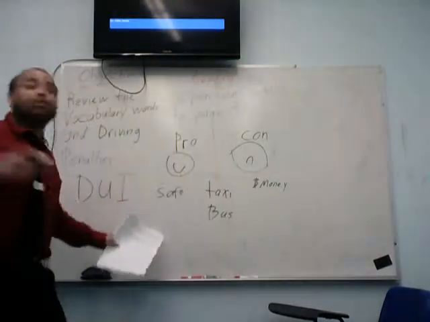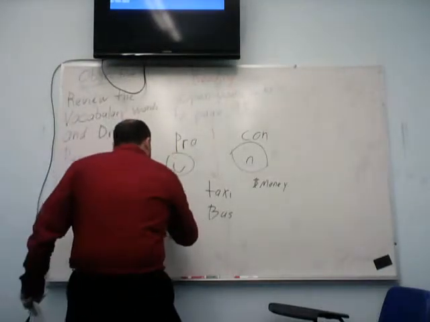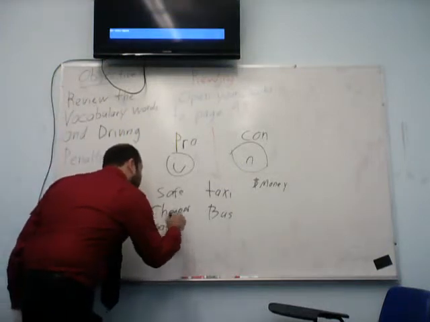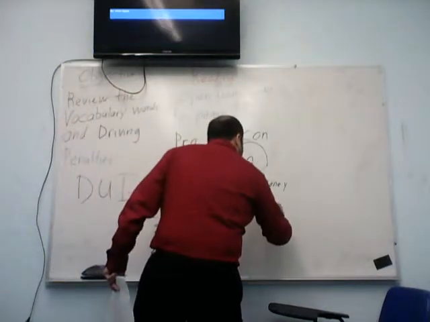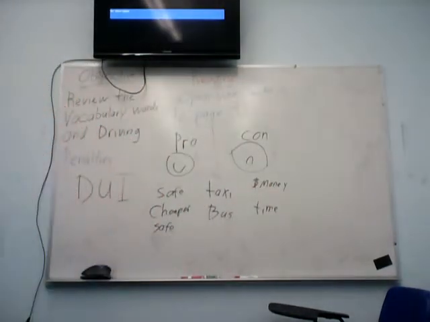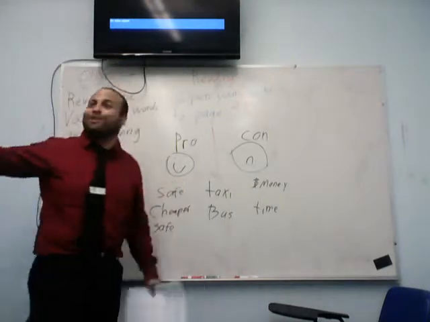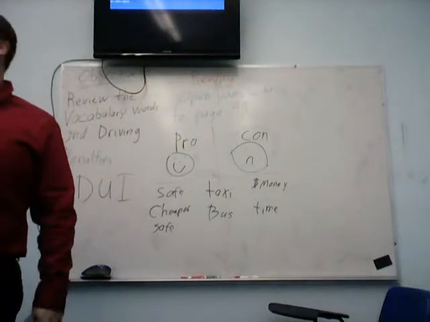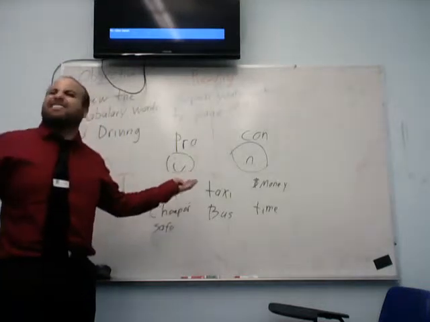Good. But what's good about the bus? Cheaper. Yeah, cheaper. Cheaper and safe. Good. What's bad about it? Time. Yeah, time. Also, let's look at your word here on page number 7. Maggie, what's number 7? Penalties. What is penalties? What does it mean? Punishment. Okay. So yeah, the bus, it takes a long time.